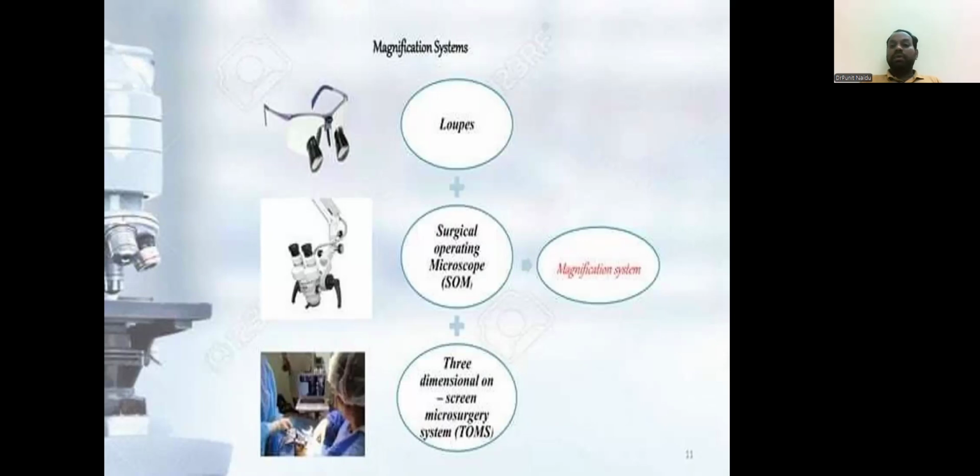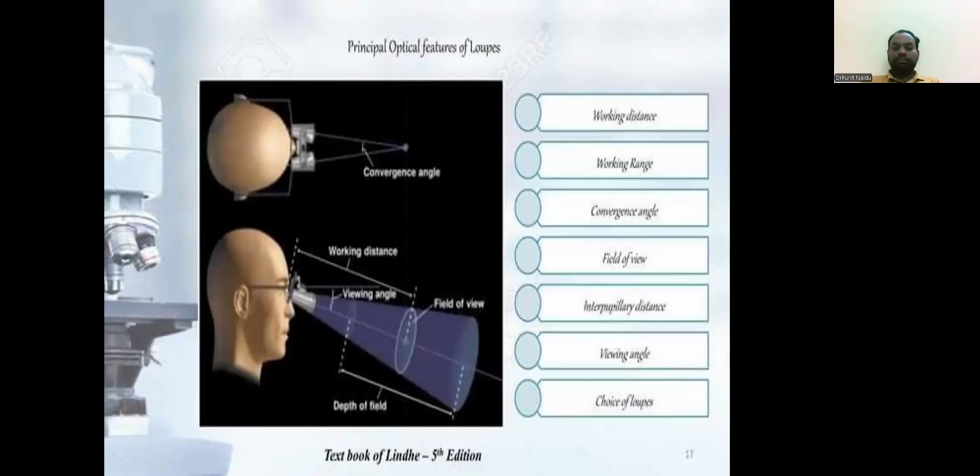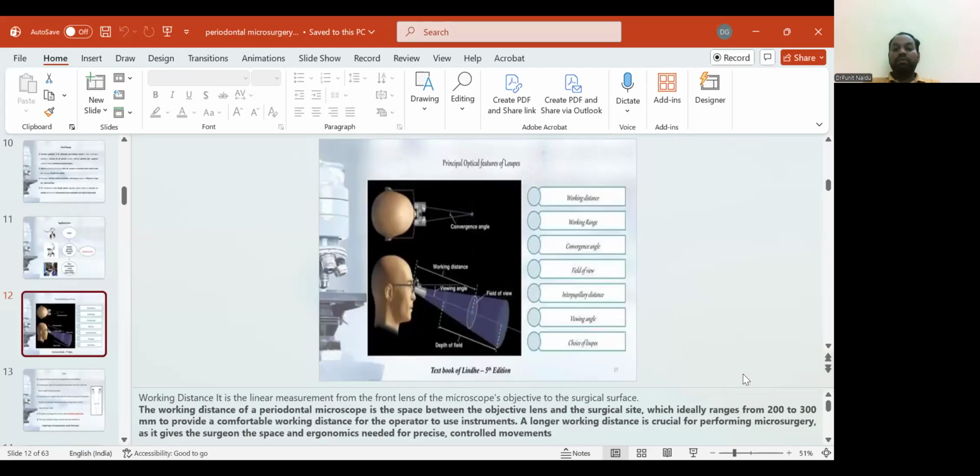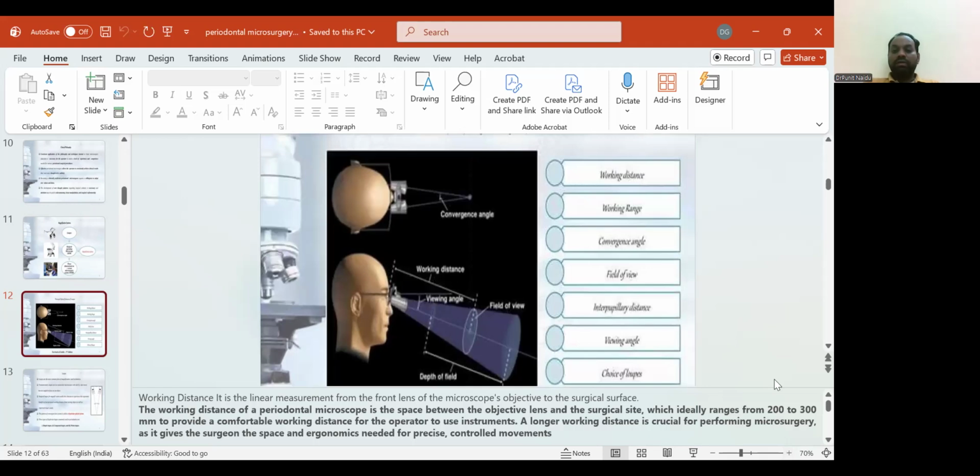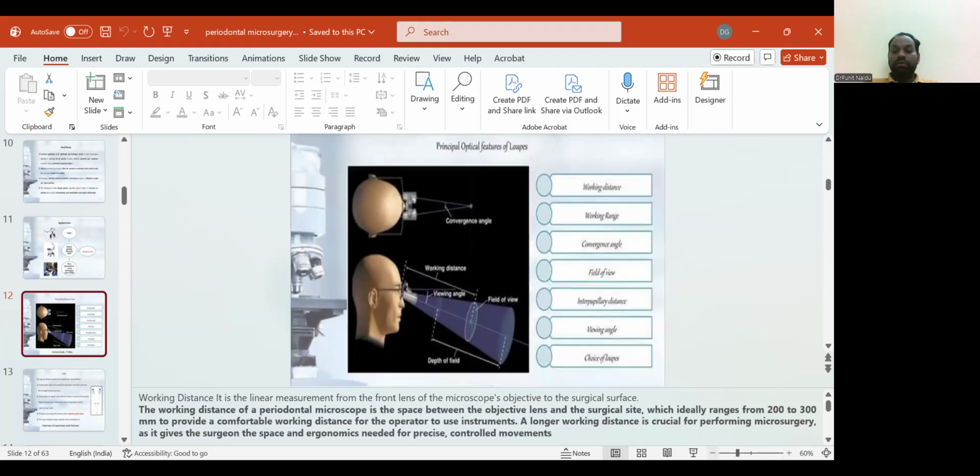There are various types of periodontal microsurgical magnification. The first one is loops, the second one is the surgical operating microscope, and the third one is three-dimensional on-screen microsurgery. Before we go further into loops, these are the principal optical features of loops: working distance, working range, convergence angle, field of view, interpupillary distance, viewing angle, and choice of loops.